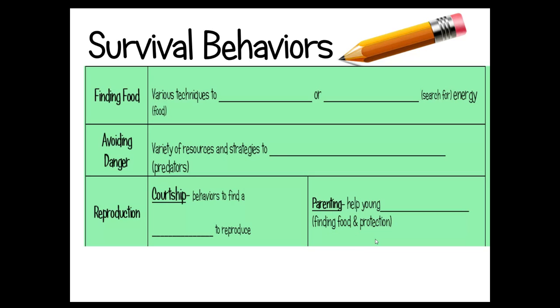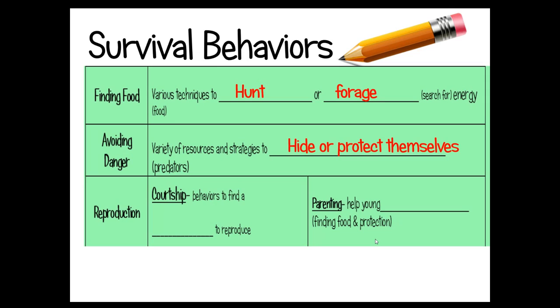Survival behaviors. So these are different things that animals are going to do so that they can survive. Finding food: various techniques to hunt for their food if they are a carnivore or an omnivore. Forage is a word that herbivores use to collect food, to find food in the wild. Avoiding danger: there are tons of different things that animals do to hide from predators or to protect themselves from some sort of danger. This can be different coloring. This can be having spikes on their body. This can be squid squirting out ink to confuse their predators. Different things like that.